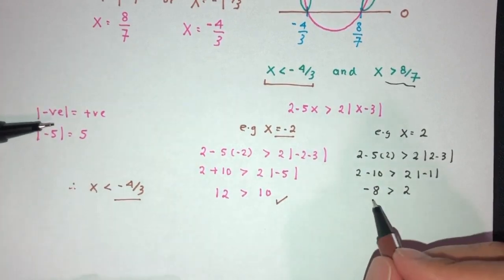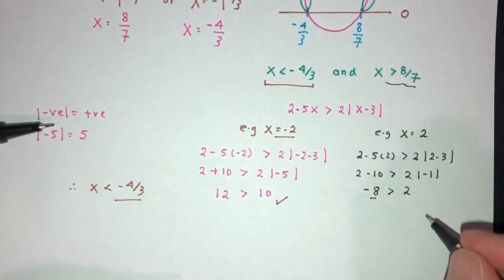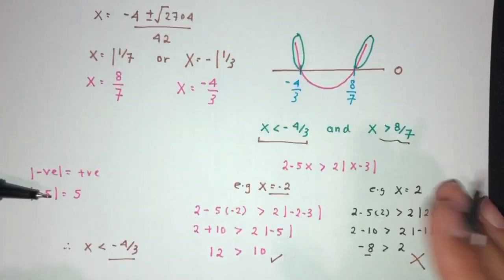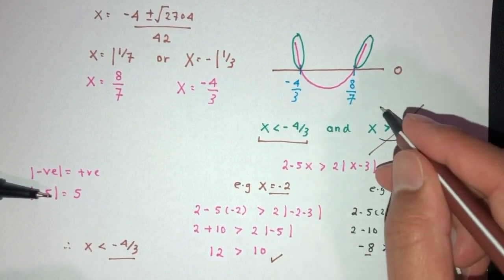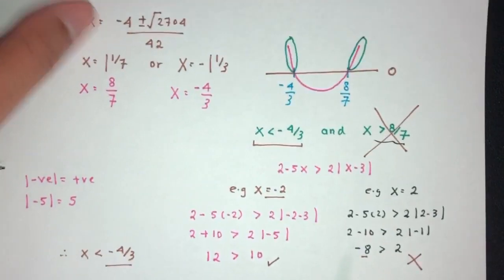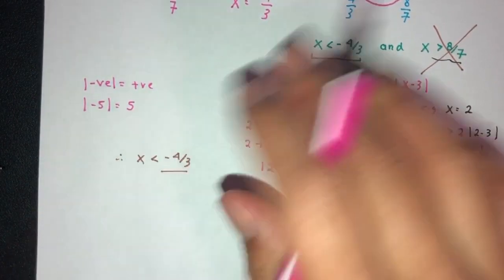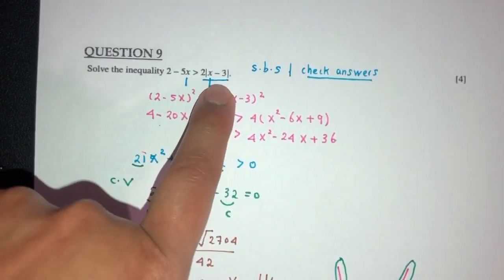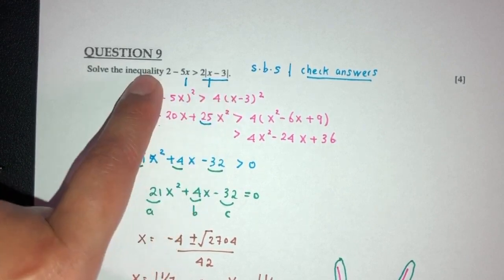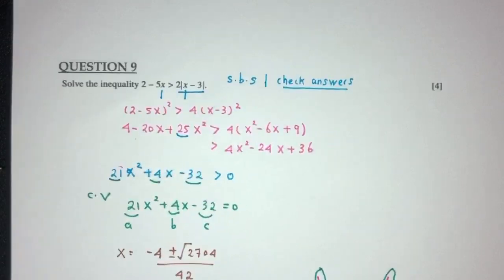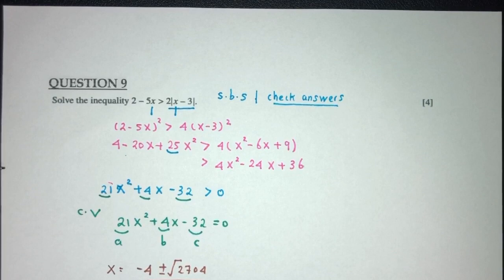Now, is minus 8 more than 2? Of course not. This is not good. So we will not look at this as your answer. So only this will be your answer. Now, what is the main concept? Whenever you have modulus on only one side, but x on both sides, always check your answers in the end. And this is your question number 9.